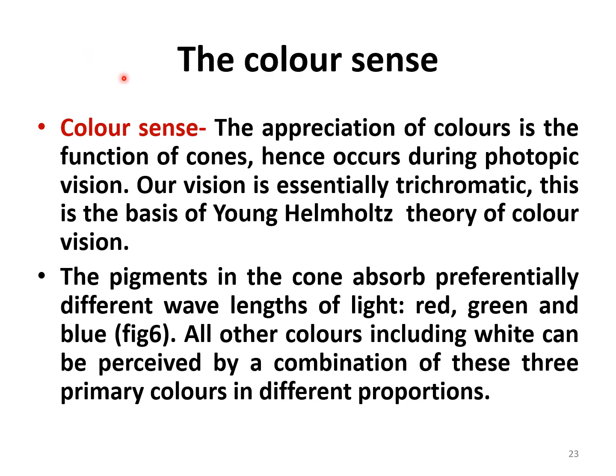Color sense or the appreciation of colors is the function of cones, hence occurs during photopic vision. Our vision is essentially trichromatic. This is the basis of the Young-Helmholtz theory of color vision. The pigments in the cones absorb preferentially different wavelengths of light, red, green and blue, as shown in figure 6. All other colors including white can be perceived by a combination of these three primary colors in different proportions.